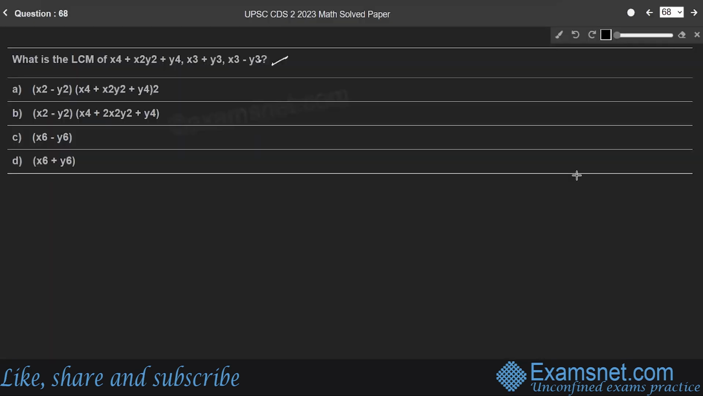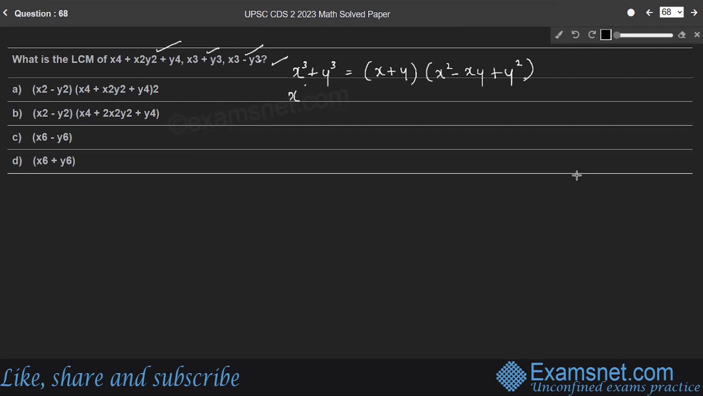Question 68. What is the LCM of x raised to 4 plus x square y square plus y raised to 4, and x cube plus y cube, and x cube minus y cube? To find the LCM of these three expressions, we'll consider the factors of these expressions. First, x cube plus y cube is nothing but x plus y into x square minus xy plus y square, the standard formula for x cube plus y cube.